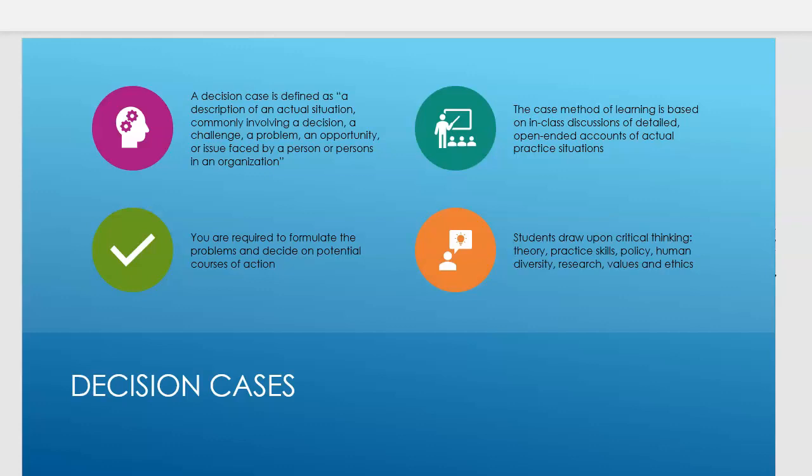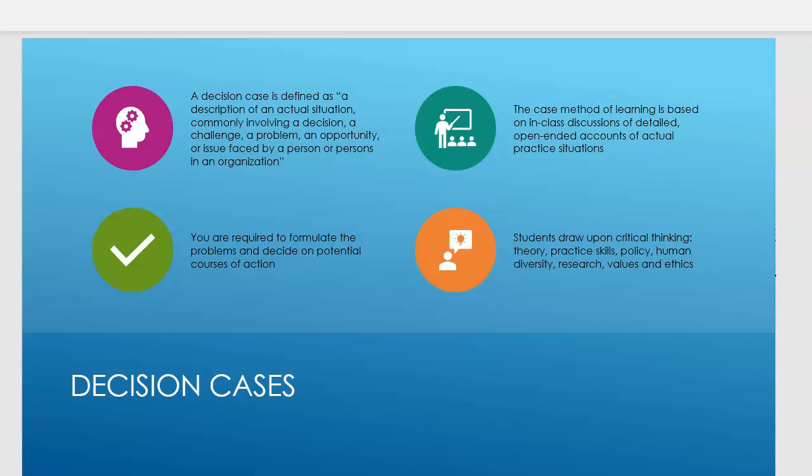The definition of a decision case is a description of an actual situation commonly involving a decision, challenge, a problem, an opportunity, or issue faced by one person or persons in an organization. So that's a formal definition. Part of what you're required to do is to formulate the problem, what's happening in this case, and to decide on potential courses of action.